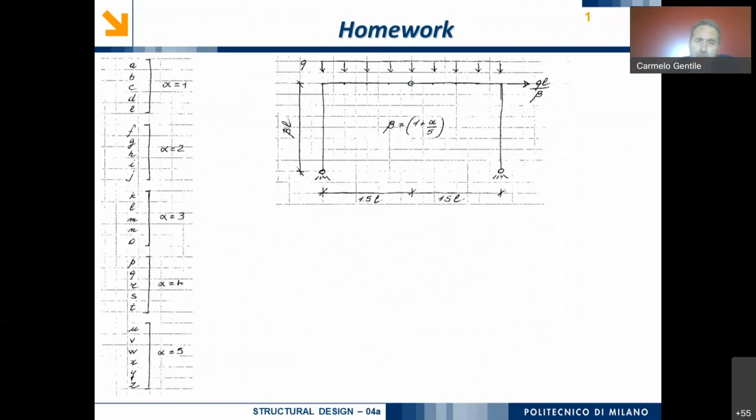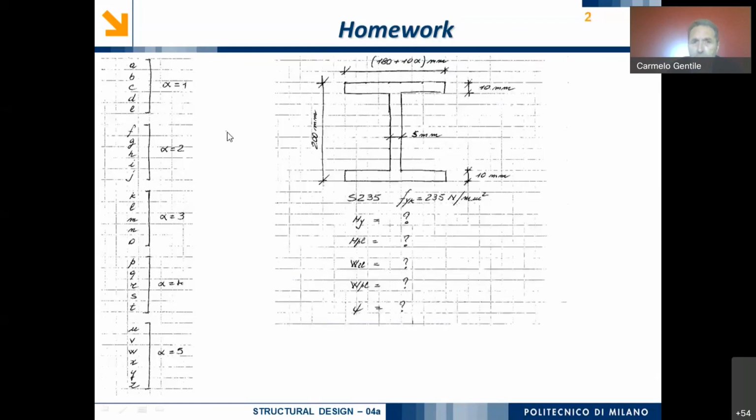Okay. The first exercise was very easy. It is quite different for everybody of you because the coefficient alpha basically distinguishes between the different students, and the coefficient alpha is related to the first letter of your first name.